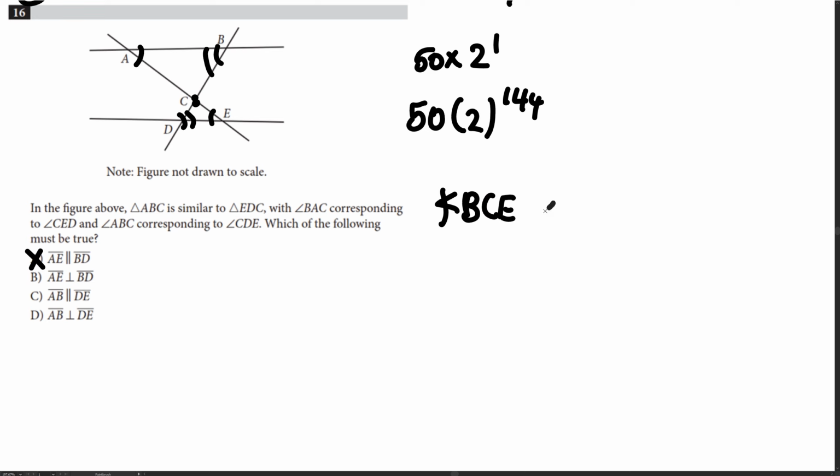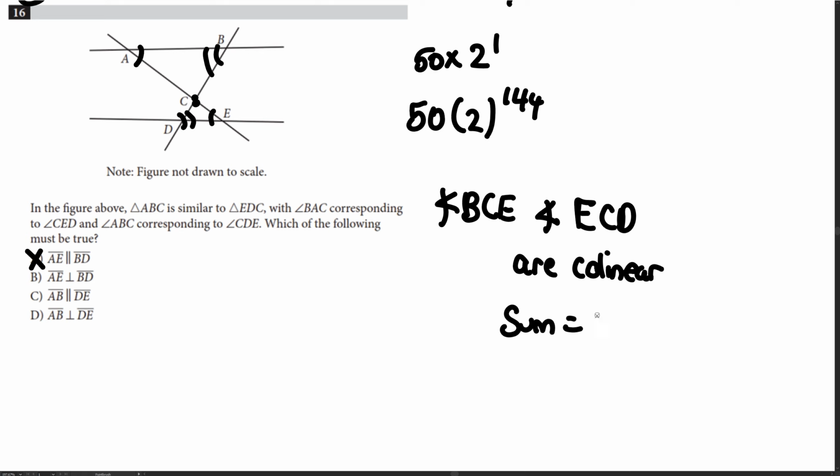BCE and angle ECD are collinear, so the angle sums must equal 180. However, we don't know any information, so we can't come up with the perpendicular conclusion for both of these, and we're left with C. And we can also prove this using alternate interior angles.